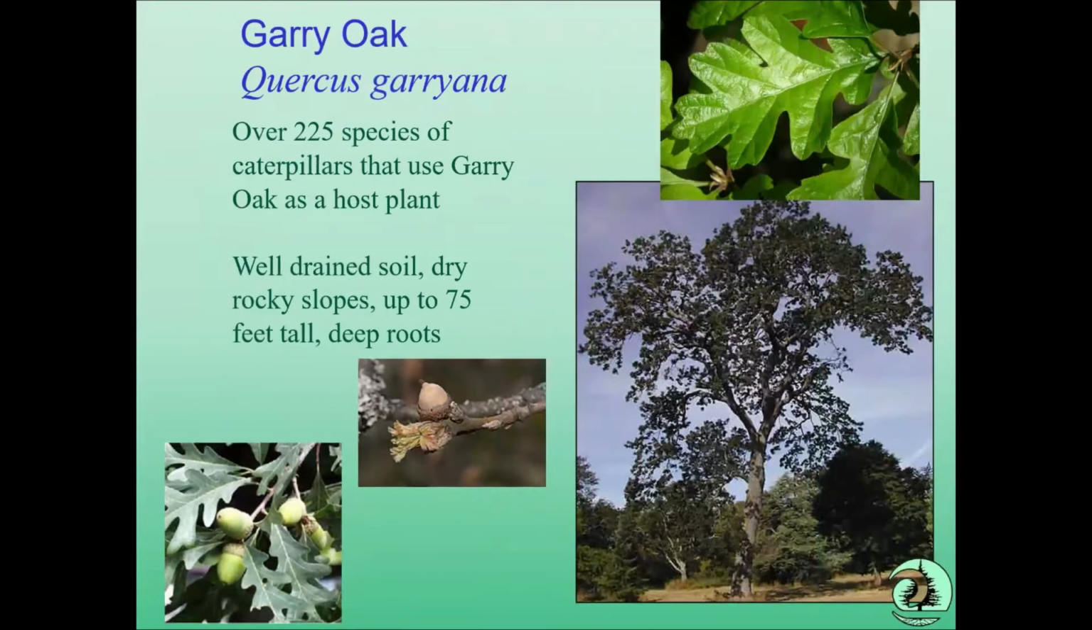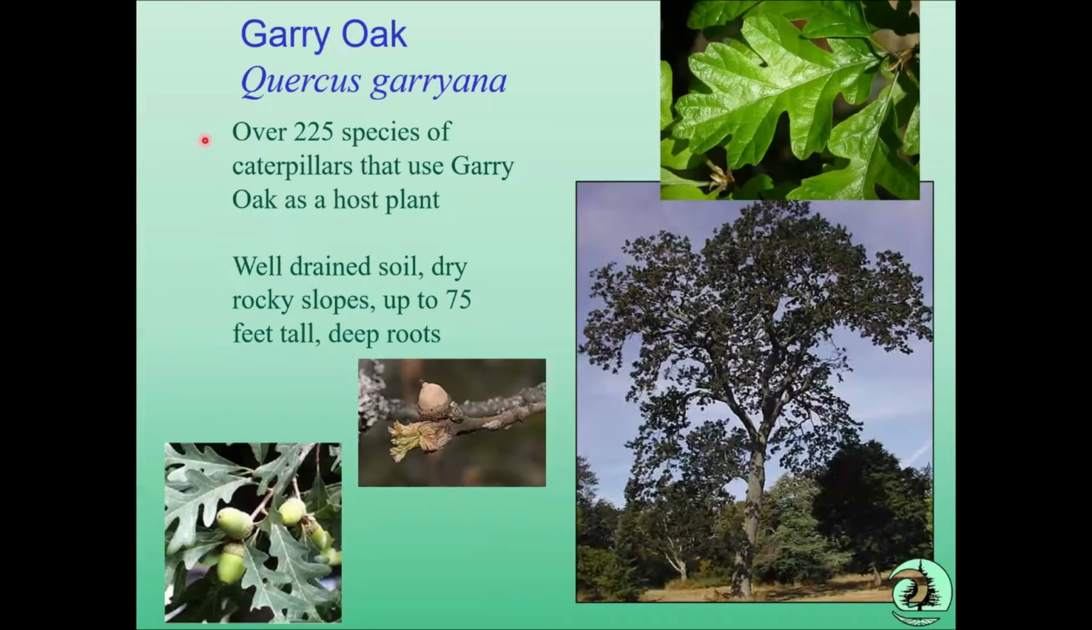It is suited for well-drained soils, dry, rocky slopes. It can get up to 75 feet tall, and it has deep roots. Now, it is more of a drier area tree. So say you live out west of Joyce, you get a lot of rain, your soils are a little bit more clay, probably not going to be the best, although I have seen it grown right next to riverbanks, but it does like well-drained soil.